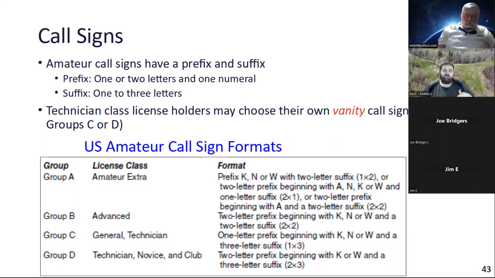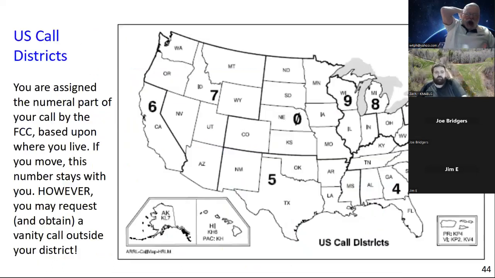And then as you see, as you go up to general and to advanced and extra, you can get shorter and shorter call signs. So what determines that number? The letters are pretty much sequentially assigned, unless you get a vanity call sign. But basically, each area in the United States has a different number. It's usually done on state borders. As you see here, we're in the 4 area, which is fairly large.